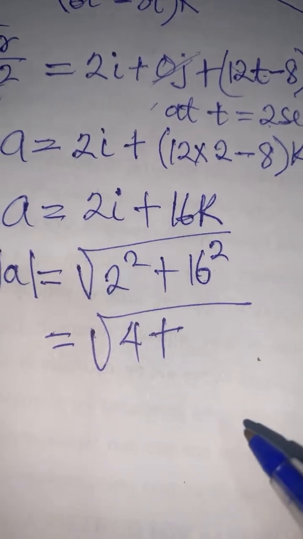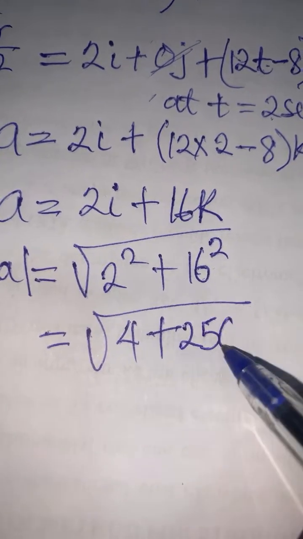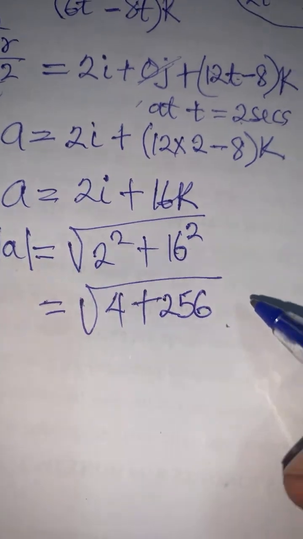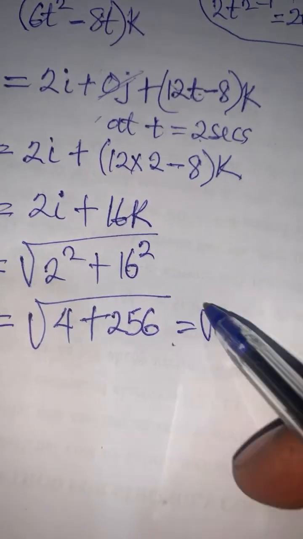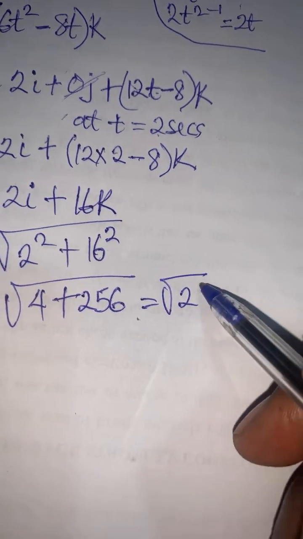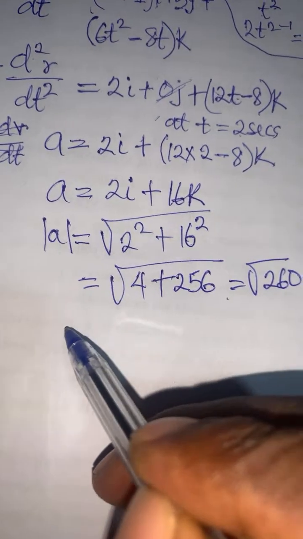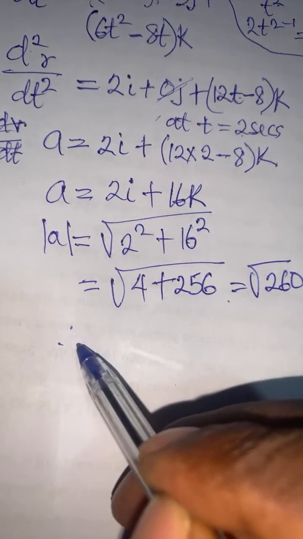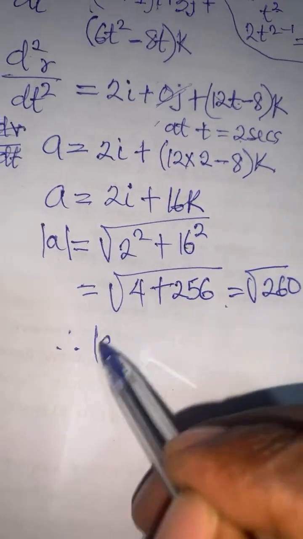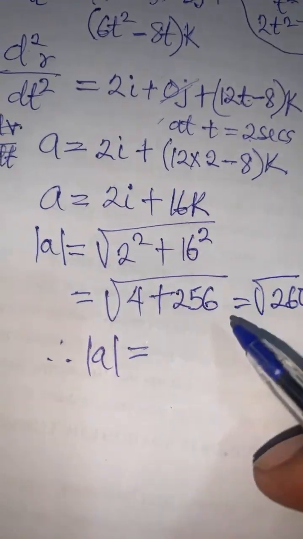Okay, somebody has dropped an answer. Verify if it is 256. If it is 256, that's okay. Then now we have to add 4 plus 256, and that will give us 260. Please, somebody should check the square root of 260 quickly.